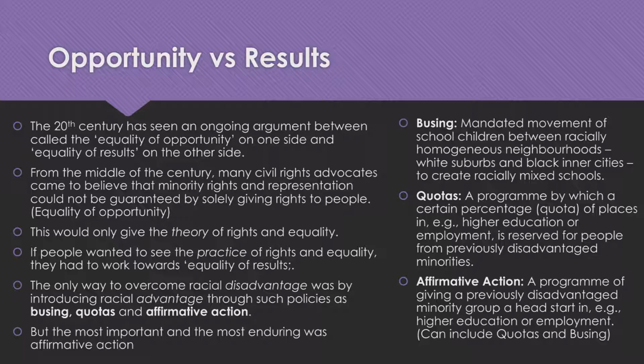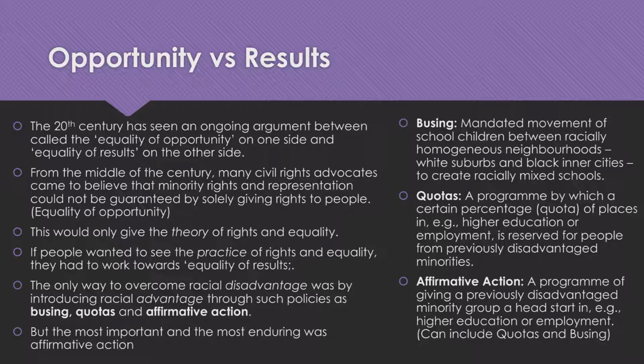From the middle of the century, many civil rights advocates came to believe that minority rights and representation could not be guaranteed by solely giving the rights to people. That's called equality of opportunity. This would only give the theory of rights and equality, not actual rights and equality. If people wanted to see the practice of rights and equality, they had to work towards equality of results.